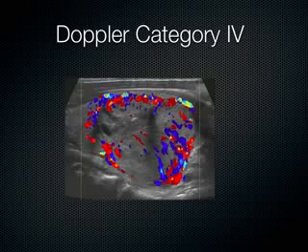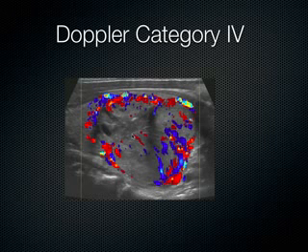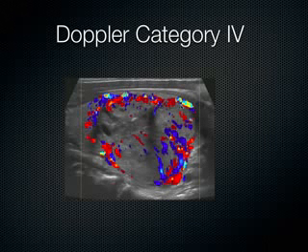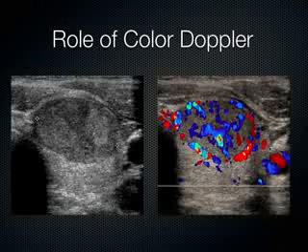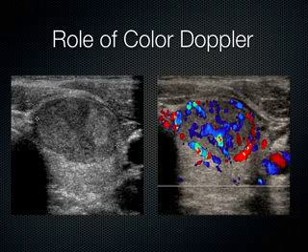This is category 4, high velocity color flow mapping, vascularly rich, throughout this thyroid nodule down here. There's some peripheral flow as well, but this one definitely you'd want to biopsy for sure with all that Doppler flow to it. Very suspicious looking. This also demonstrates here the role of color Doppler in the thyroid.